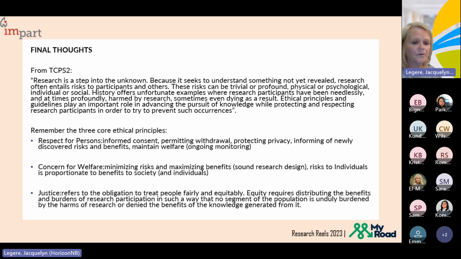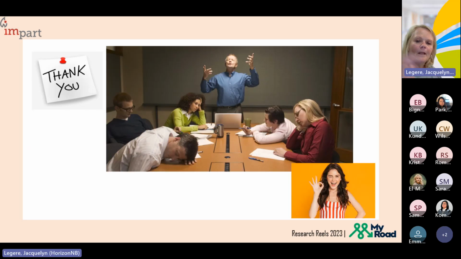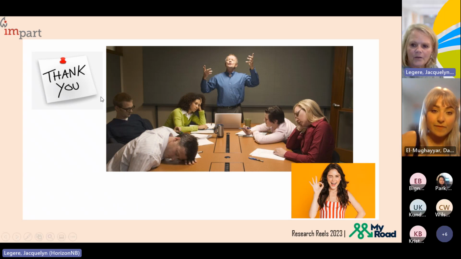And justice refers to the obligation to treat people fairly and equitably. Equity means that the distribution of burdens of research and participation should be such that no segment of the population is subject to, or experiences, the harms of research, or is denied the benefits of the knowledge generated from it. And that's it. That's all I have. I'll take some questions. If we have any questions, I'll just stop sharing.